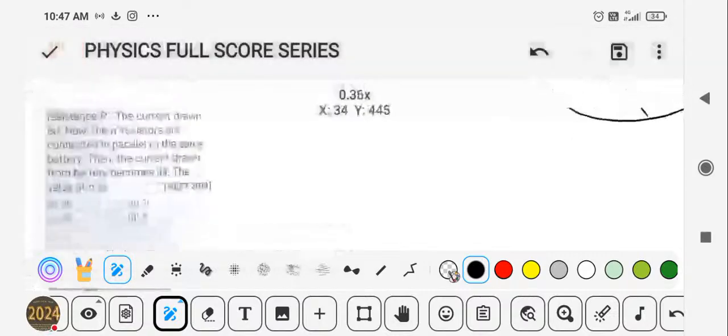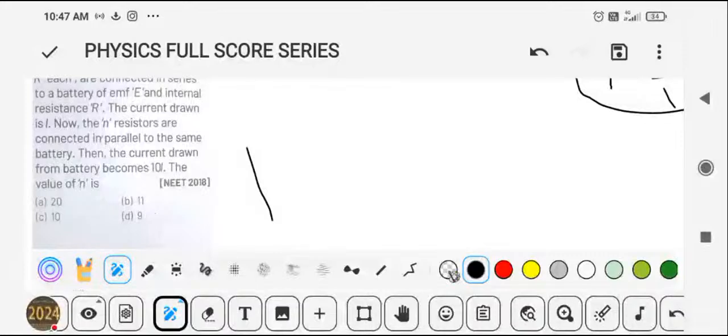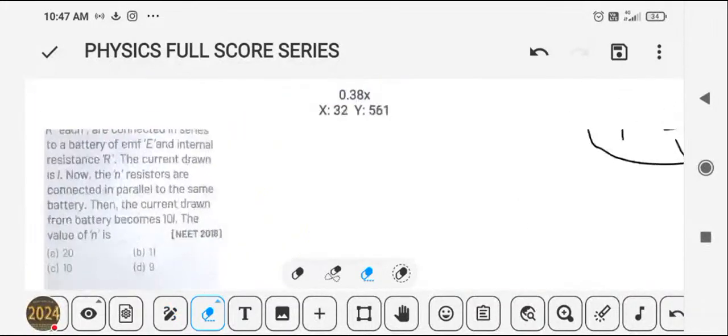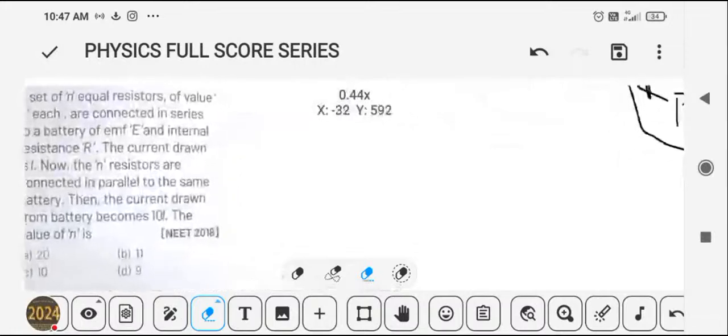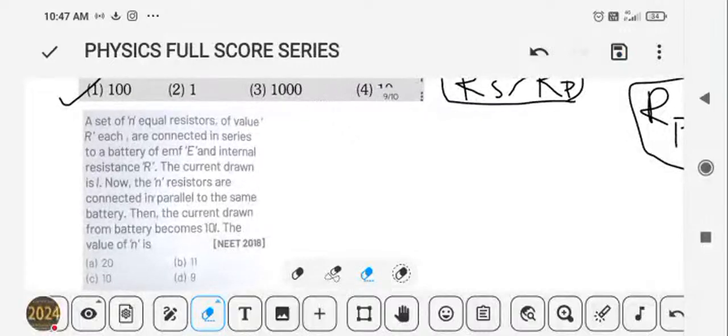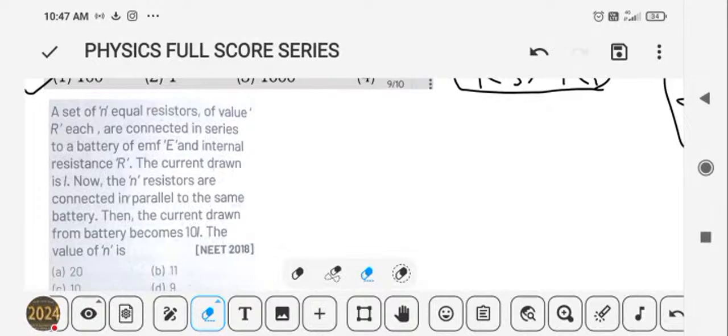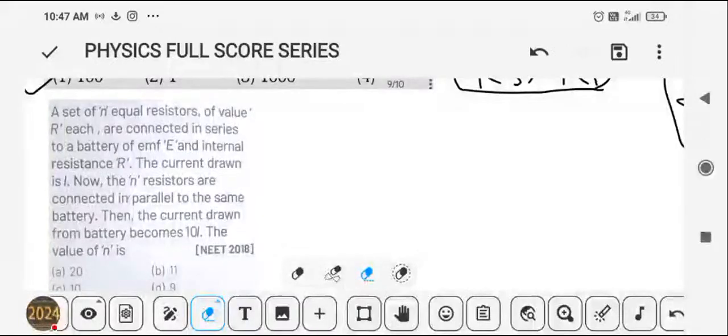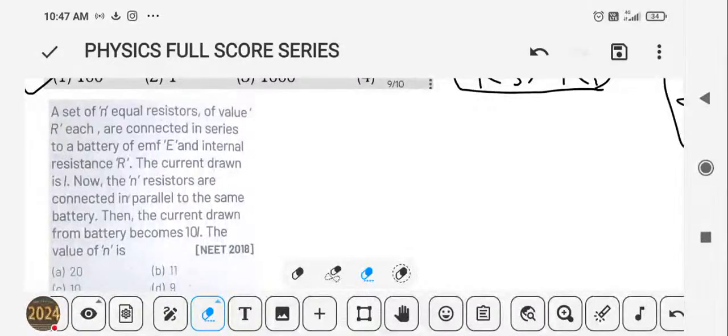Moving on to the next question. Second question: a set of n equal resistors of value R each are connected in series to a battery of EMF E and internal resistance R. The current drawn is I. Now, n resistors are connected in parallel to the same battery, then the current drawn from the battery becomes 10I. The value of n is what they are asking.